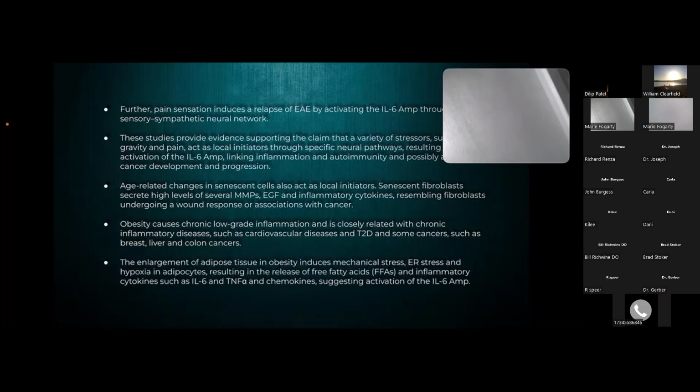The enlargement of adipose tissue and obesity induces mechanical stress. It's the endoplasmic reticulum, the part of the inside of the cell. Don't quote me on that. Stress and hypoxia in adipocytes result in the release of free fatty acids and inflammatory cytokines such as, like I said, interleukin 6 and TNF alpha and chemokines. TNF alpha is sort of part of this amplification process of interleukin 6, suggesting activation of the interleukin 6 amplification.